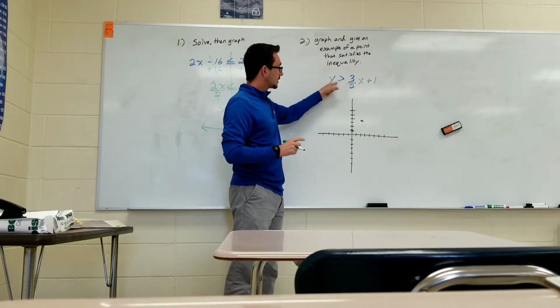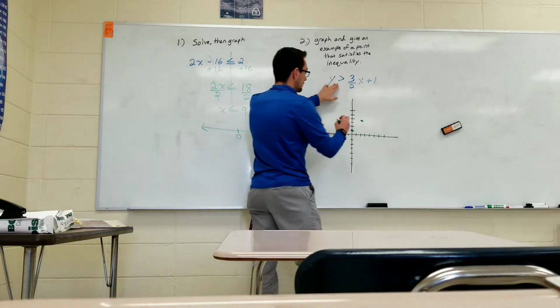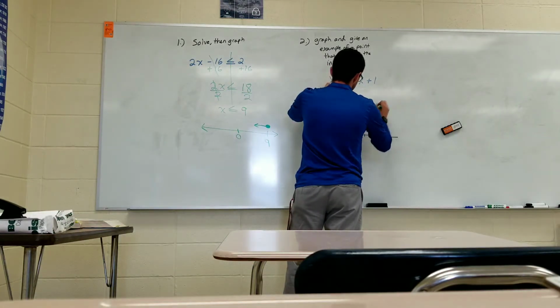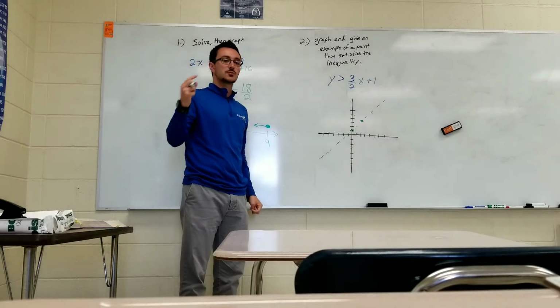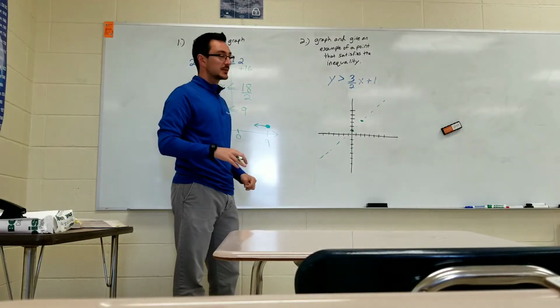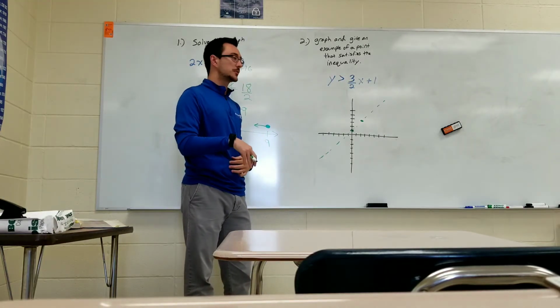Solid is if I did have the line underneath there, dashed is if I don't. So in this case, I don't. So I'm going to connect with a dashed line. What that tells me is if I have a coordinate that falls directly on that line, it will not satisfy this inequality. If it was solid, it would.